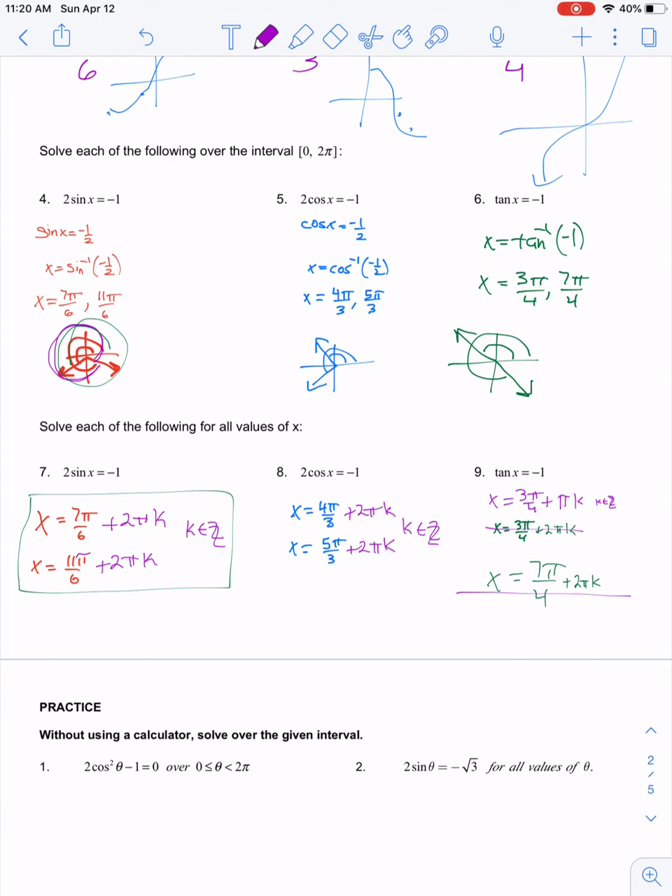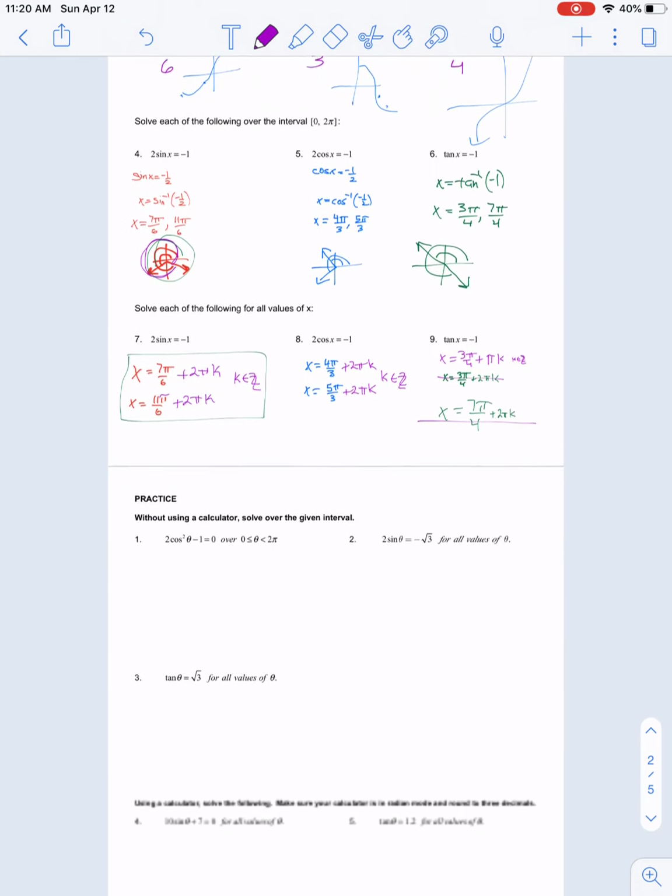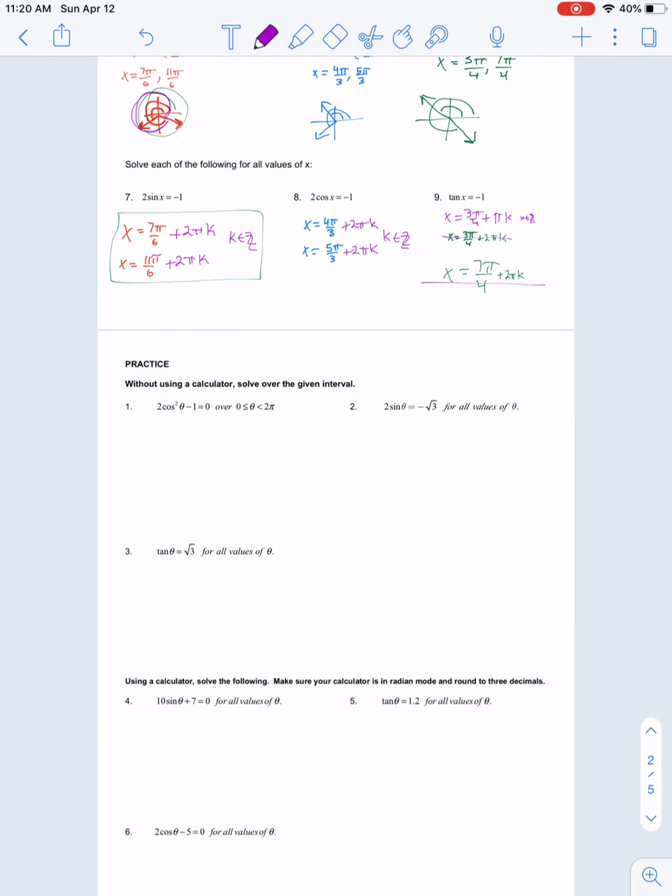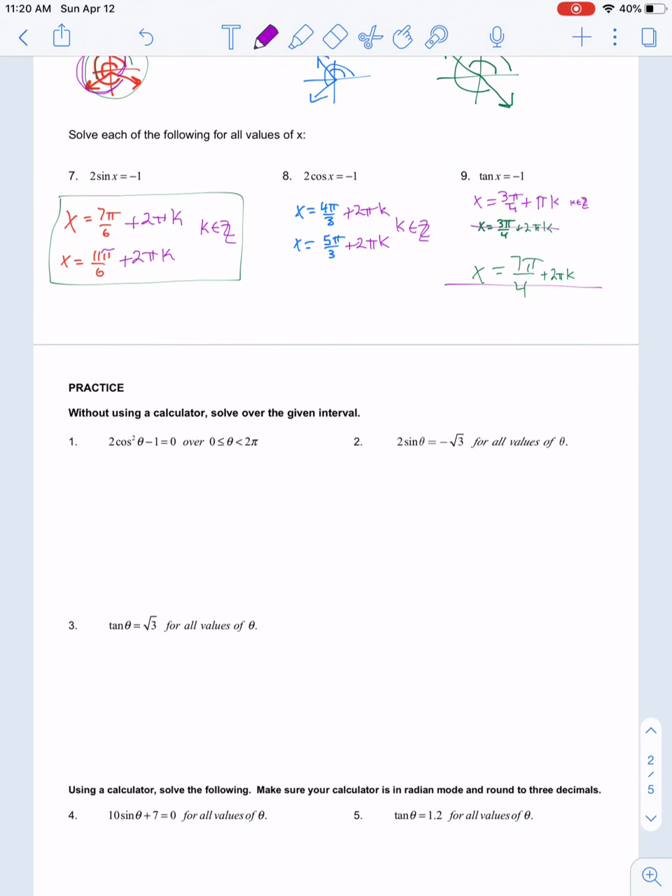which is in 4, 5, and 6, but now we're able to also solve for all the given values, which is what I just went over in 7 through 9. I'm now going to give you some time. Again, you can pause the video to go over problems 1 through 3. This is our practice of the day.